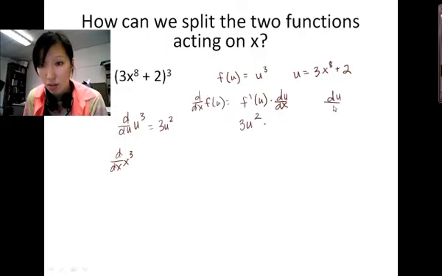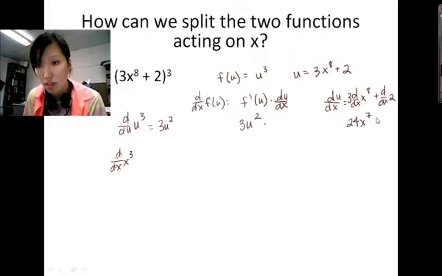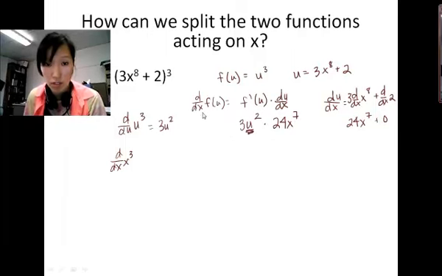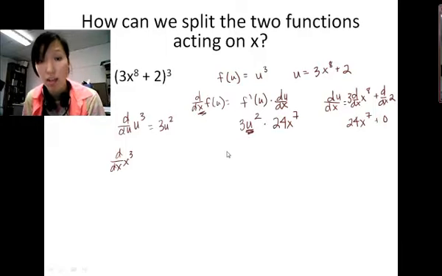Again, that side work over here is going to be d dx of 3x to the 8th plus d dx of 2. So we're going to get 24x to the 7th plus 0, and then that's what we would tag on to the end. Okay, don't forget to go back and put in your u, because ultimately we wanted to derive with respect to x, so we want our variables to be x.